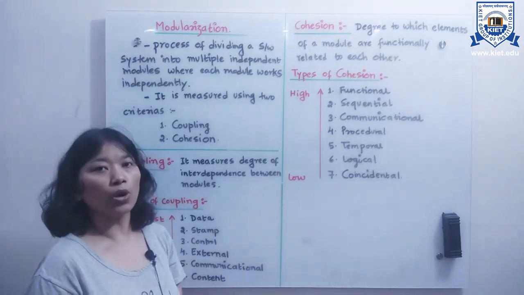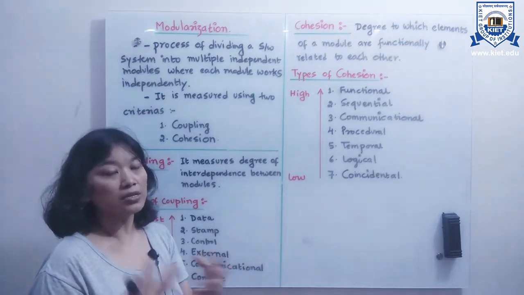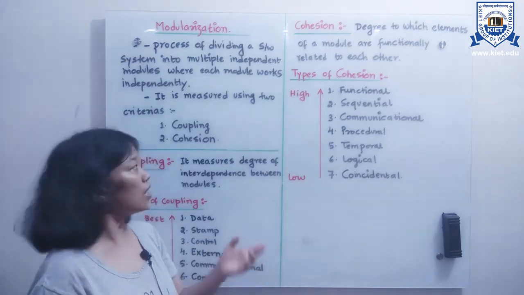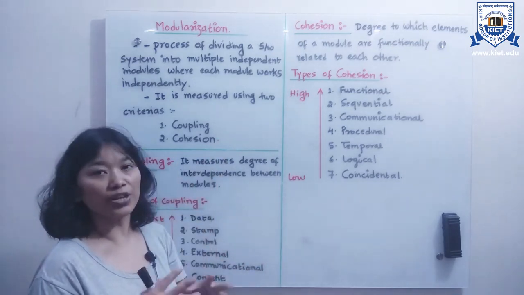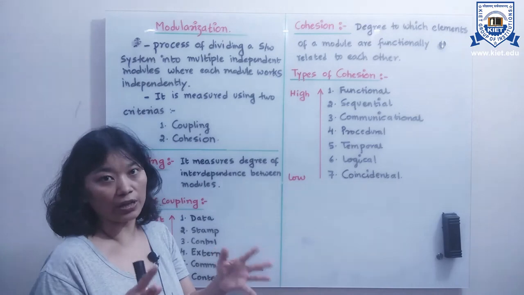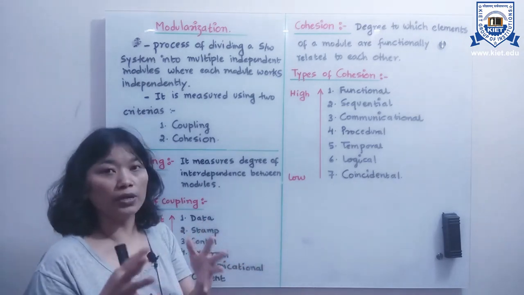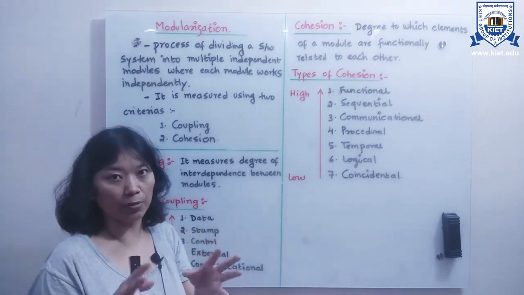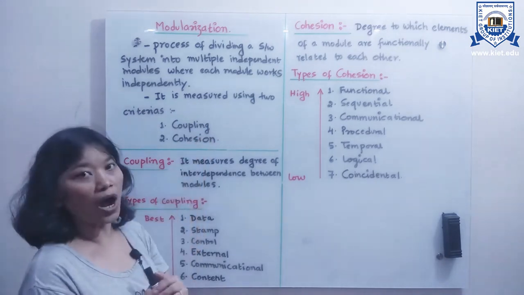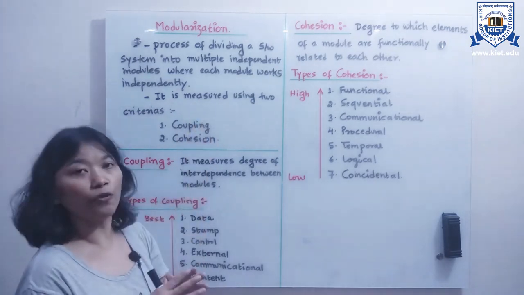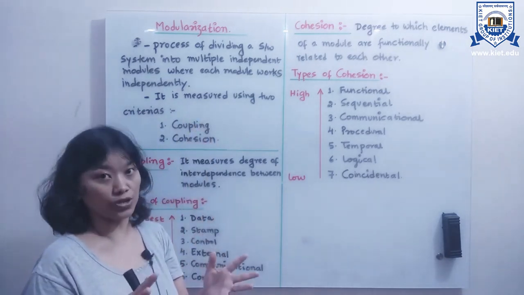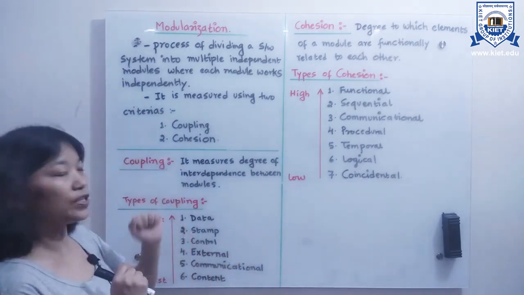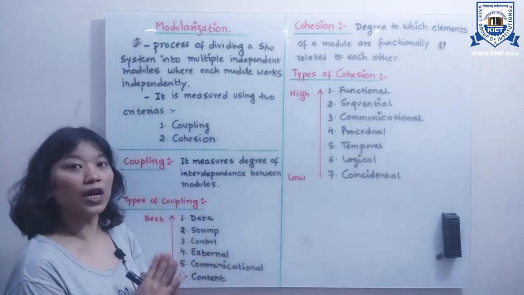Generally, coupling is all about interdependency between the modules, and cohesion is about the functional strengthening of any module, how functionally strong any module is. So these two are actually the measuring criteria for any modularization. I will start firstly with coupling.